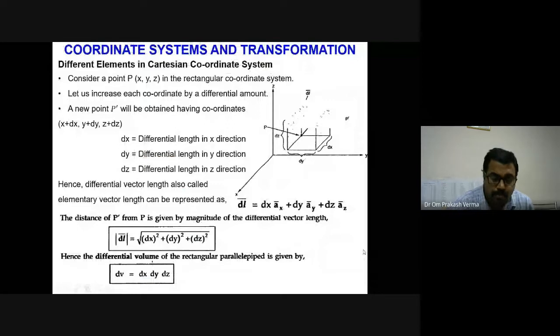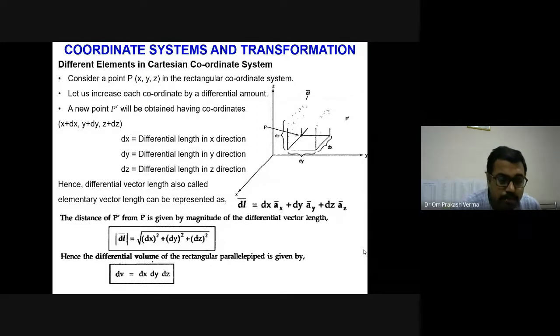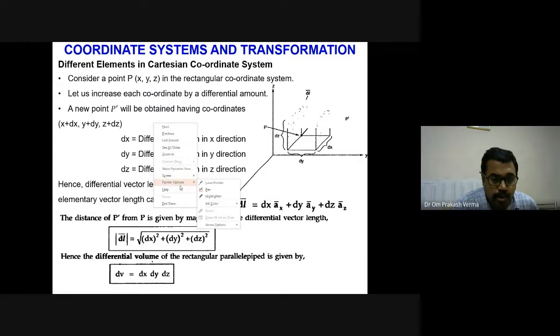I think we have to start from here, right? Okay. So today we will discuss the different coordinate systems, right? Before discussing the coordinate systems, we have to understand why we need them, and what is the importance of these coordinate systems.